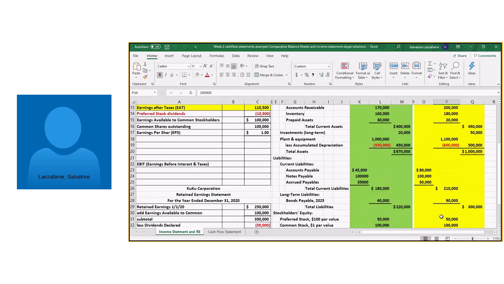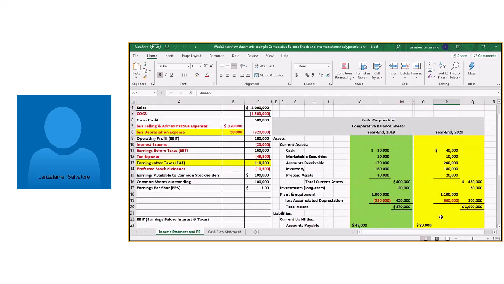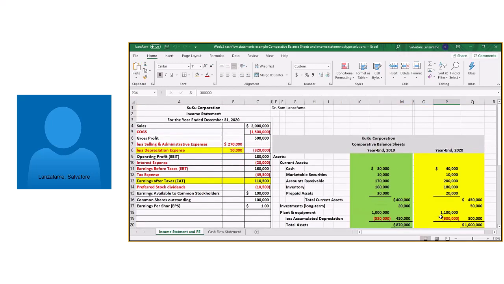Okay. When you have to do one of these cash flow statements, you need the current year's income statement, you need the current year's balance sheet, but you also need last year's balance sheet. So we need 2 years' worth of balance sheets to do a cash flow statement.